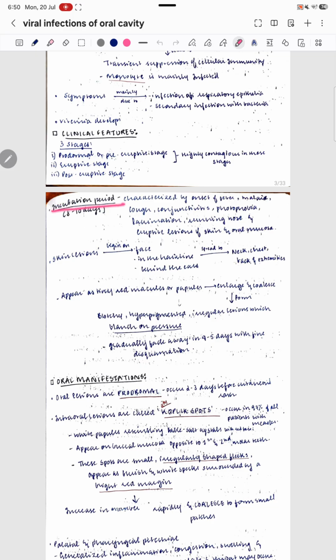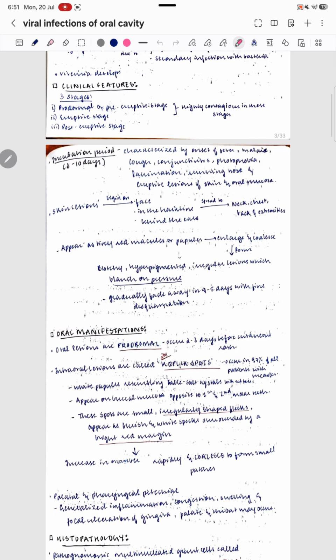Now coming to the incubation period, it is characterized by onset of fever, malaise, cough, conjunctivitis, and photophobia. So there is photophobia, conjunctivitis, fever and aches. Then there is lacrimation from the lacrimal sac, runny nose, and eruptive lesions on the skin and oral mucosa.